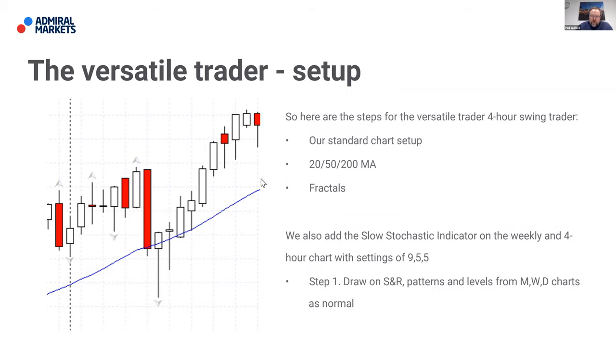So with regards to the versatile trader, 4-hour swing trader, we just had a very simple standard chart setup, all right? 20 period, 50 period, and 200 period moving average. And we also had fractals. I appreciate some people may not understand fractals fully. I'll show you where you can find them on the charts when we look at that.